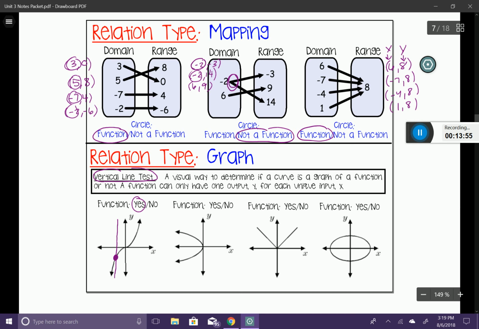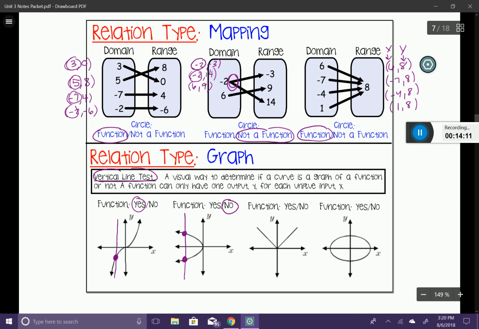Now let me show you one that's not a function. Take a look at this one. Let's say I put a nice vertical line right through this graph. Notice that it goes through 2 locations on this line. That means this is not a function.